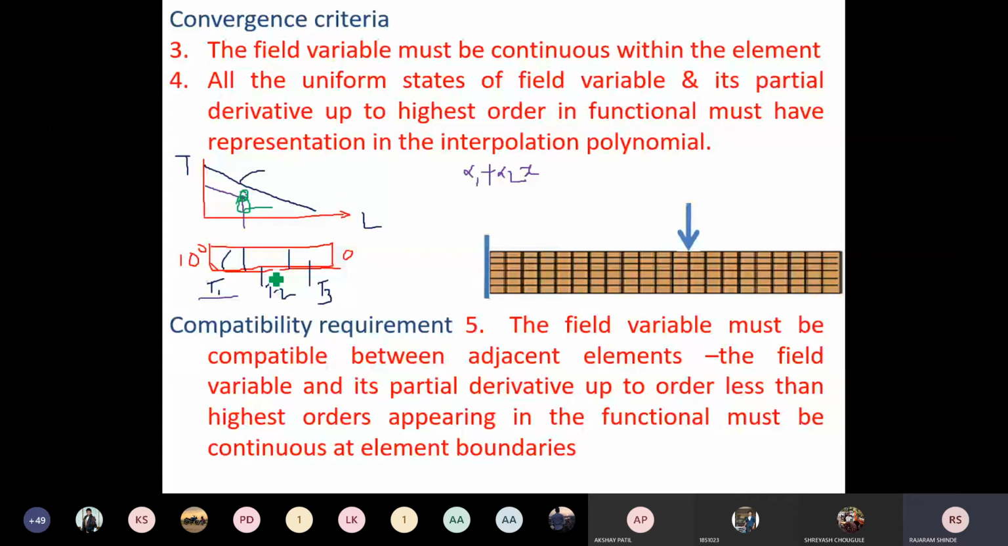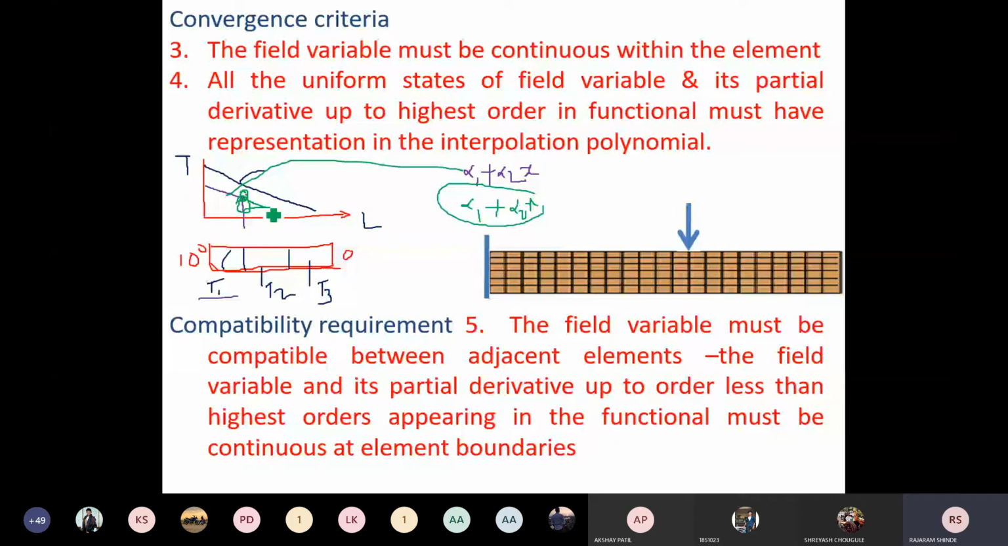Okay, see here, this is the interpolation polynomial for the first element. For the second element, there is another interpolation polynomial, that is alpha 1 plus alpha 2x. This is the interpolation polynomial for the second element, both interpolation polynomials are the same, but it is starting from this location. Okay, this location, and if there is a gap between these two solutions, these two interpolation polynomials, that is not satisfying the compatibility requirement. So here your second interpolation polynomial, or the interpolation polynomial of the second element, should start from here. Okay, do you agree with this?